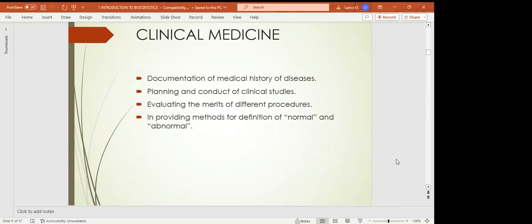Now, in clinical medicine, documentation of medical history of disease is important. Planning and conduct of clinical studies is important. Evaluating measures and procedures is important. When we talk about clinical procedures and clinical medicine, normally, before a vaccine gets approved, it has to go through a series of steps. I mean, COVID was a little different in a way because of how quickly it came and the kind of impact it had. But generally, say you have a vaccine, there are certain steps you need to take before it becomes available to the public.